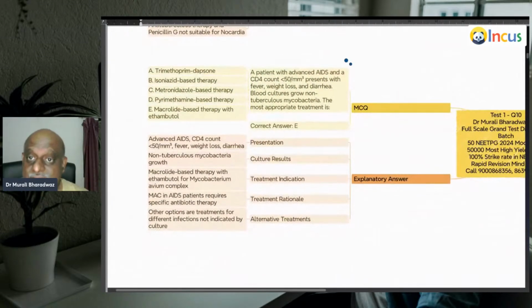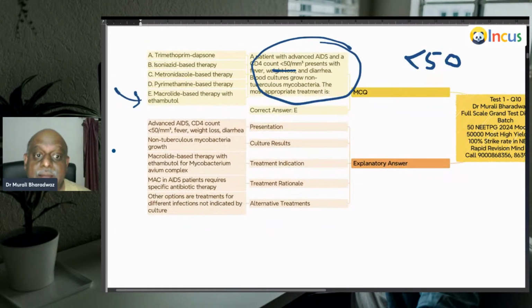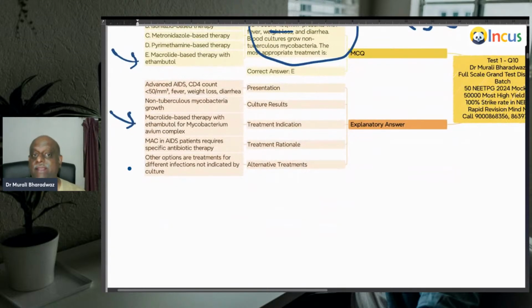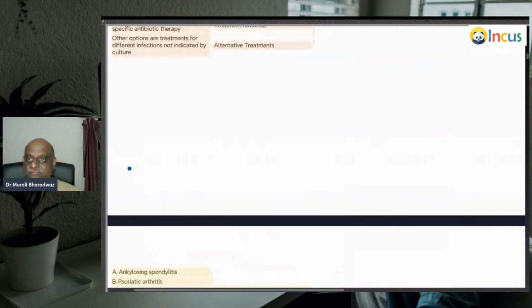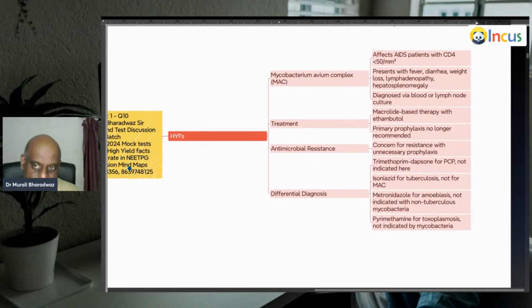A patient has advanced age, CD4 count less than 50. Diarrhea, blood culture growth, non-tuberculous mycobacteria. What is the treatment, doctor? Typically, macrolide-based therapy with ethambutol is the treatment for Mycobacterium avium complex, is what you need to remember. So once more, doctor, everything, anything you should know about the MAC.